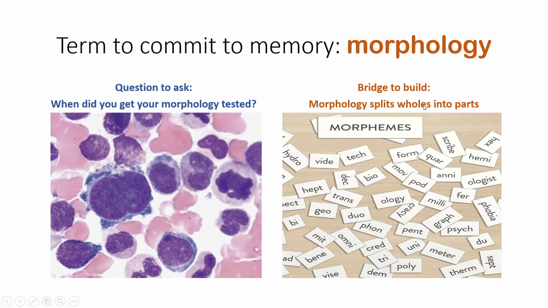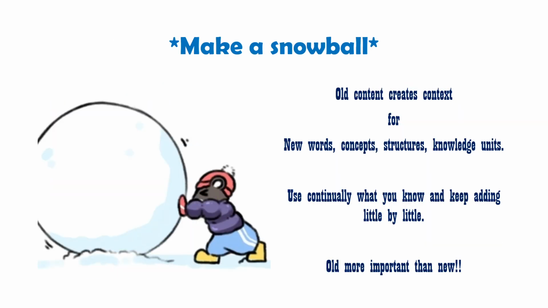Morphology splits wholes into parts. Right, so now we easily see that these here, ology, duo, trans, hept, dets, wide, dem, poly, these are morphemes, the meaning-bearing components of language. And now we very easily have built a meaningful link between previously existing general cognitive structures and the new piece of knowledge which is to be built. So if you find such meaningful bridges that you can build, then you will certainly successfully commit content from working memory to long-term memory.